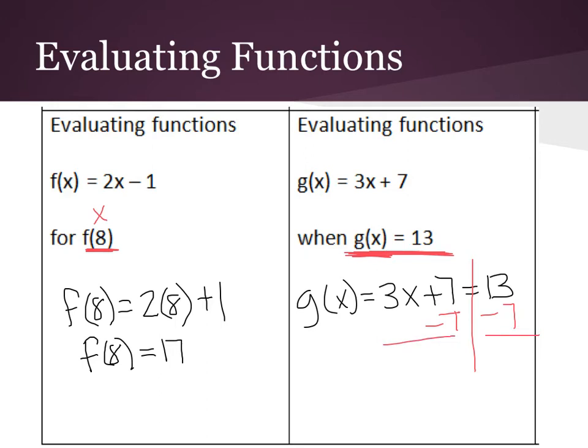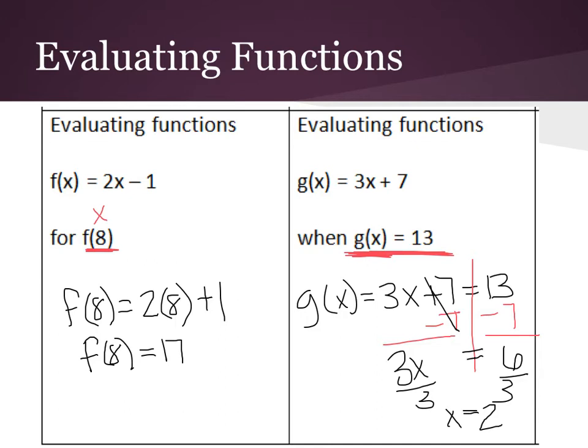And we have 3x plus 7 equals 13, and then subtracting 7, that gives us 3x. Our 7's cancel out. 13 minus 7 is 6, so 3x equals 6. We divide both sides by 3, and that tells us that x is equal to 2. So our range value was 13, and our domain is going to be 2.